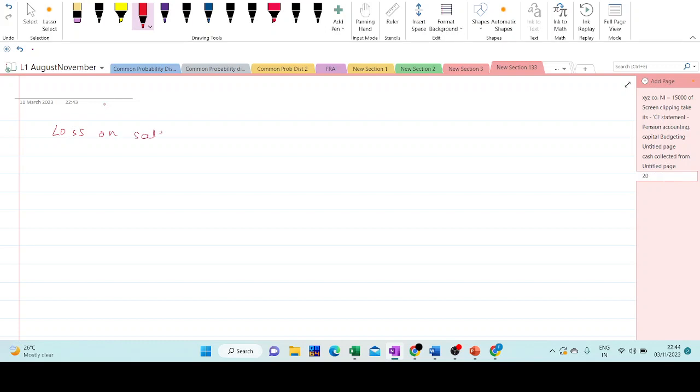Loss on sale of equipment is 2 million. Okay? Depreciation expense for the year is 8 million. Capital expenditure, all of it was for the purchase of a new machinery, is 10 million. So I'm writing 10 only, right? I'm not writing million. Purchase of new machine.